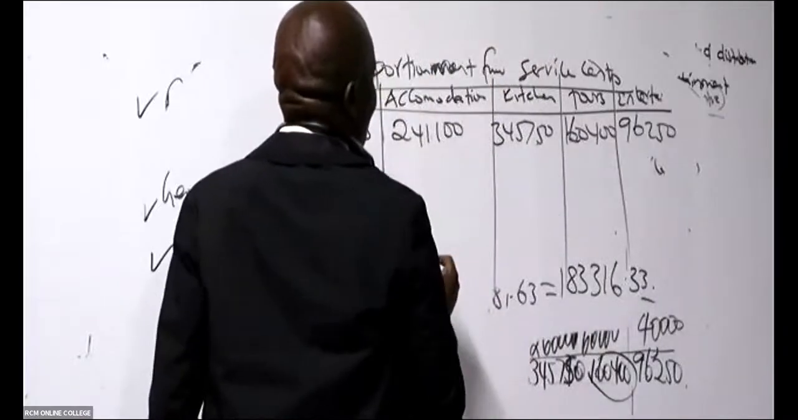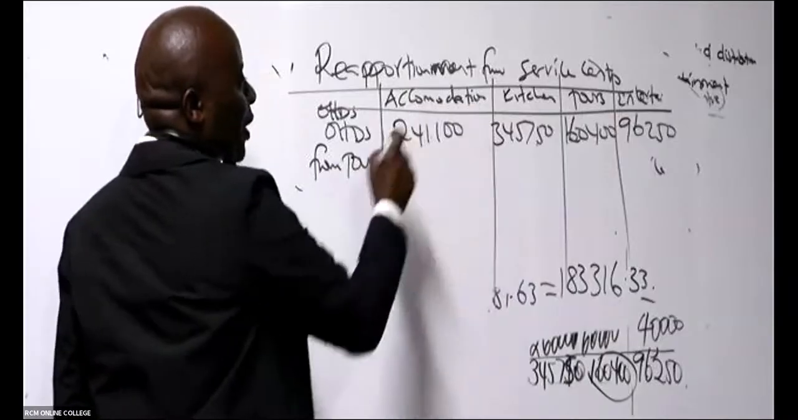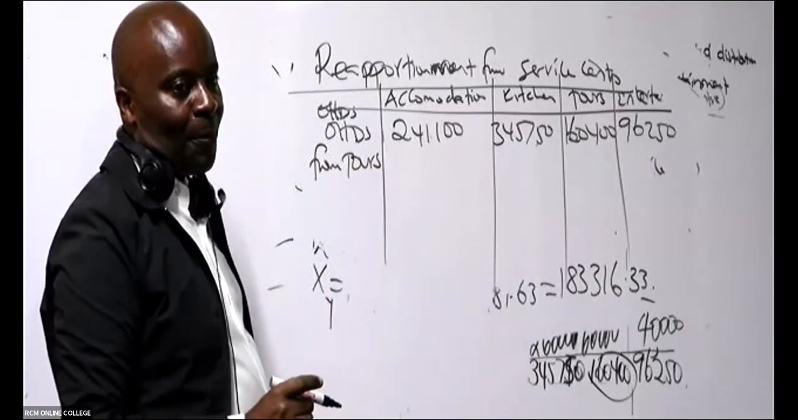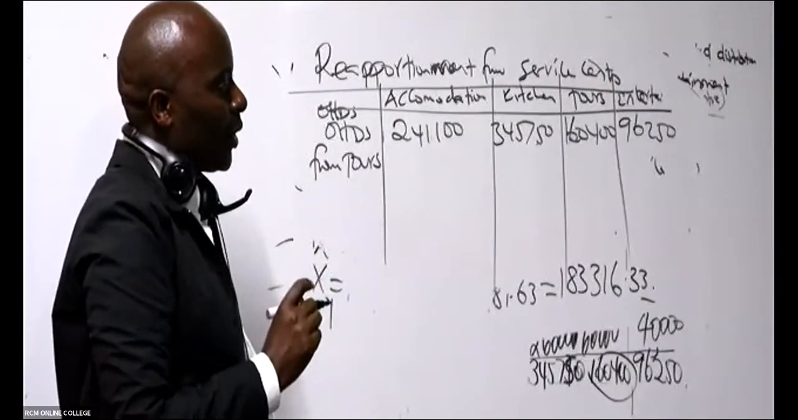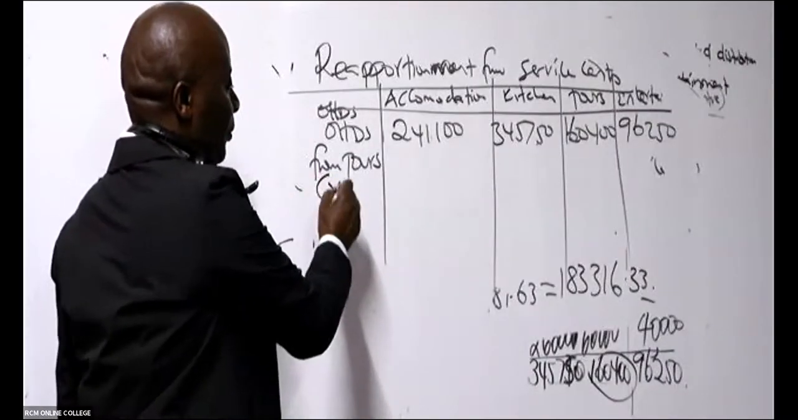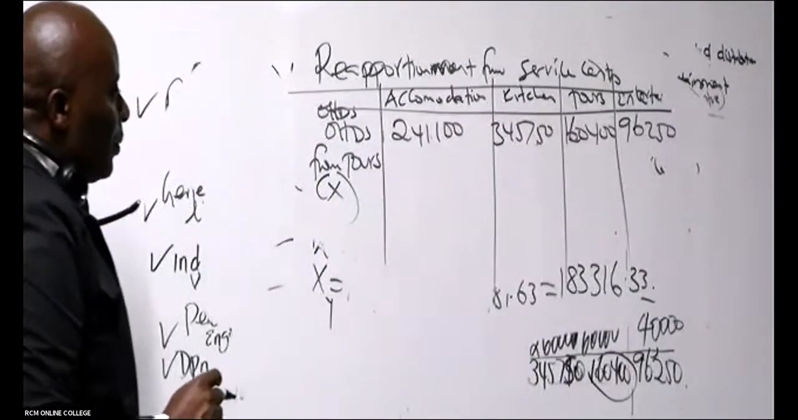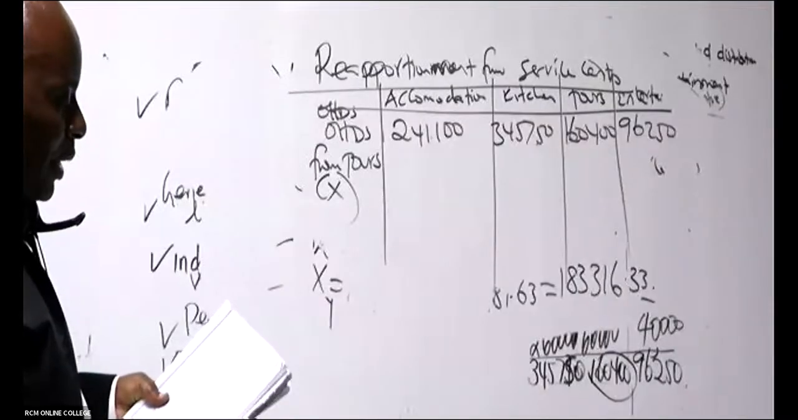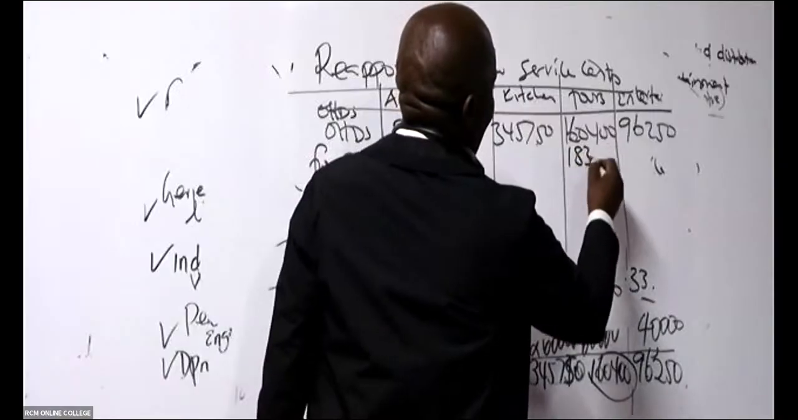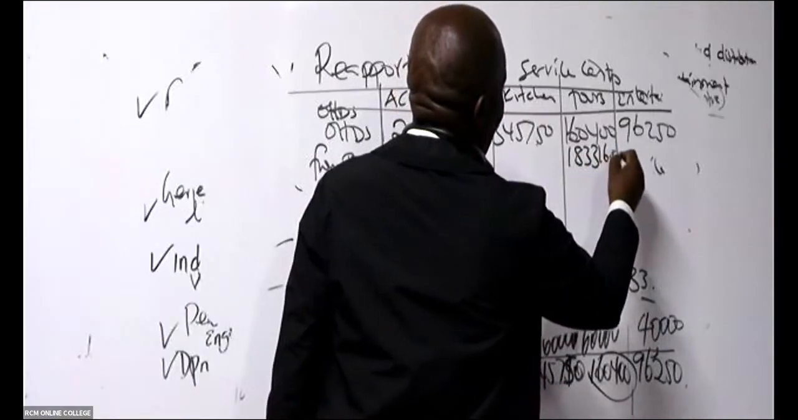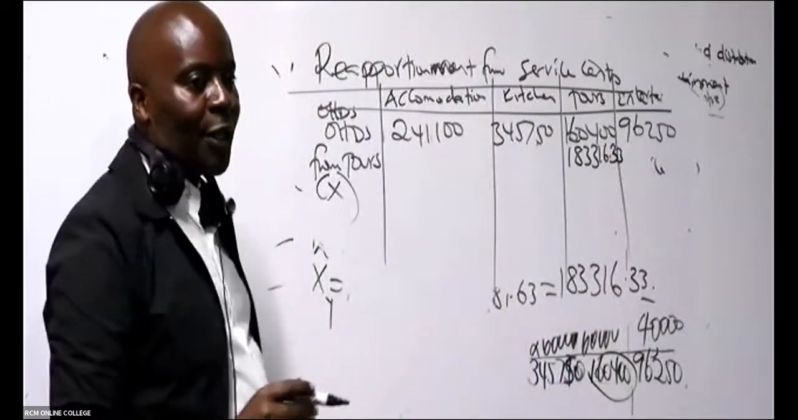So we come and they say from where? From tours. The first service department is tours. And the tours, we are removing the total overhead in the tours, which was our X, if you remember. What was the X figure that we got? 183,316.33. So do we have our percentages here from tours?